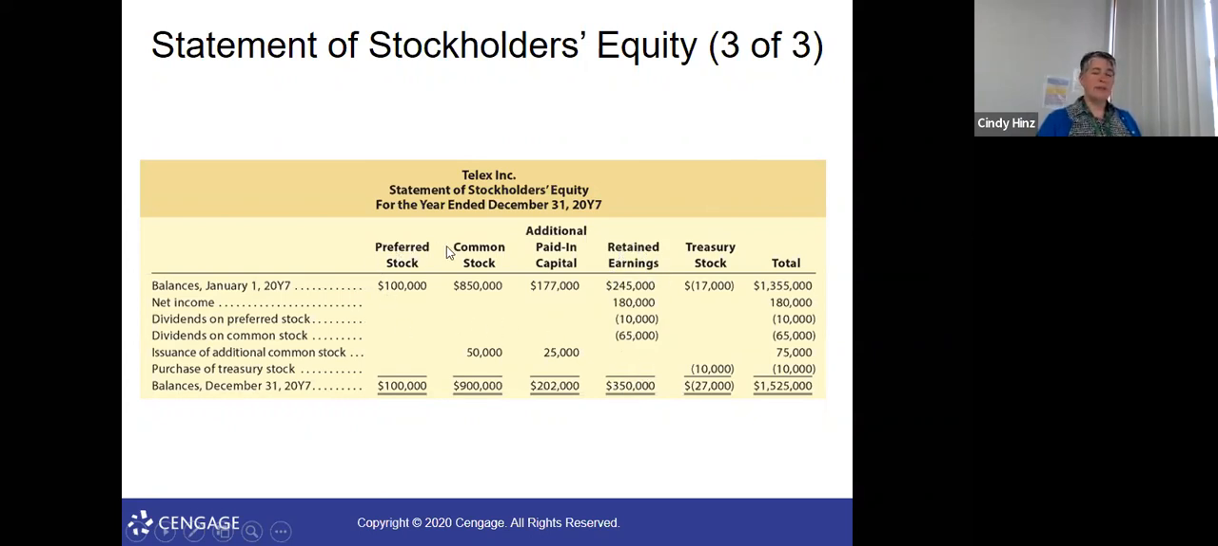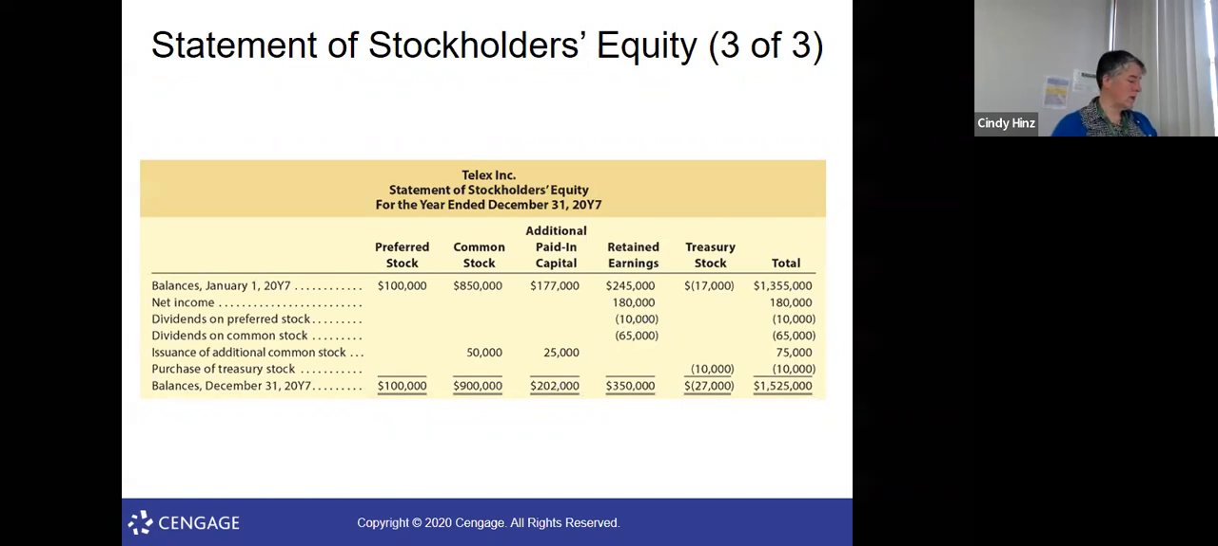The statement of stockholders' equity has a column for every item that would appear on their balance sheet in the equity section. We start with what was the balance at the beginning of the year. We end with what was the balance at the end of the period, in this case, the year. And then everything in between shows what else changed, what else happened during the period that affected that account. So again, we start with the beginning balances, we show any change to those balances, and then we end with the ending balances.